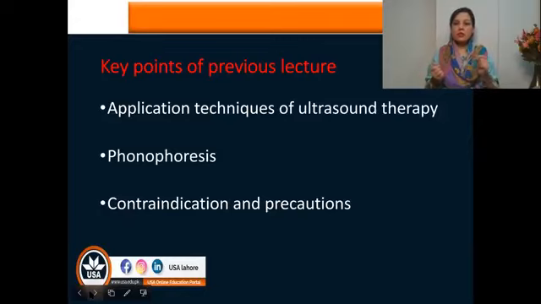Coming towards phonophoresis, it is the transdermal drug delivery with the help of sound waves. This is called phonophoresis. It means we introduce the drug into tissues with the help of sound waves. And then next we studied the details of the contraindications, in which conditions we cannot apply ultrasound therapy, and what the possible precautions are in case of ultrasound therapy. With this, we have completed this chapter and now we are moving towards the new chapter.